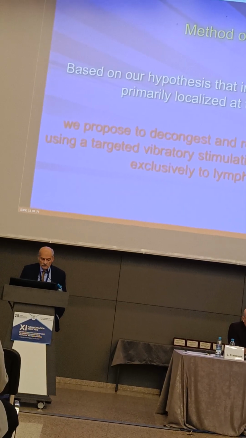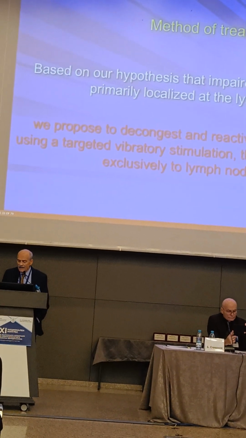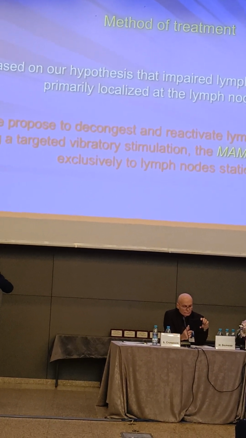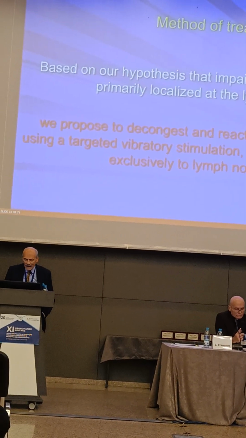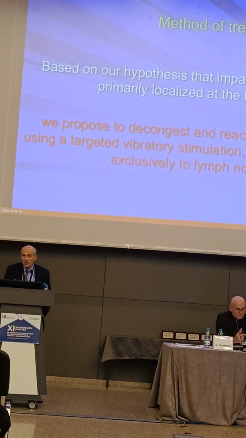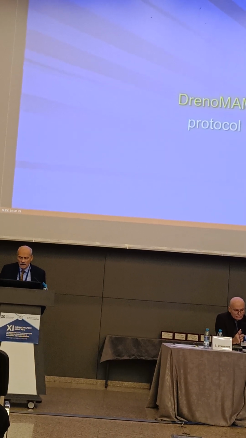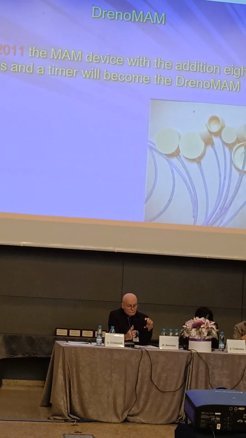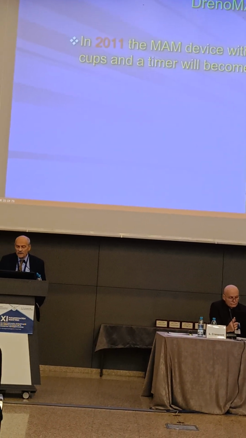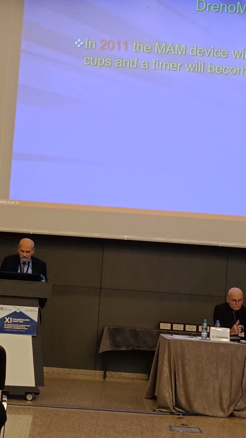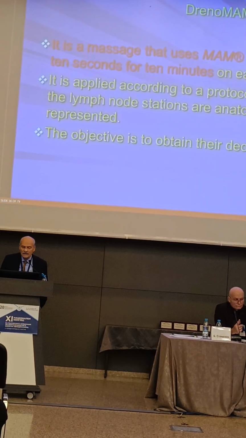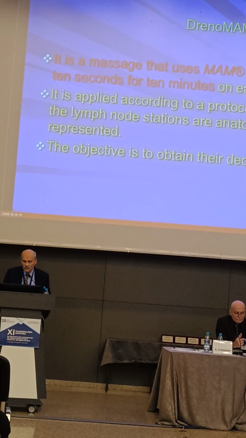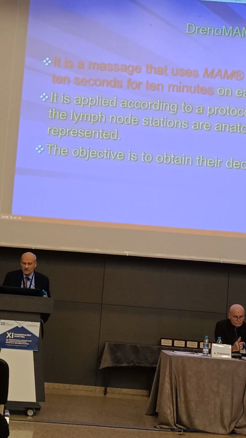What do we do now? We propose to decongest and activate the lymph node function using a targeted vibration stimulation, the MAM impulse, applied exclusively to lymph node stations, only on lymph node stations. This is the Drenomab. In 2011, this device, with the addition of caps, started to do this massage protocol. It is a massage that uses MAM impulse modulation every 10 seconds for 10 minutes.